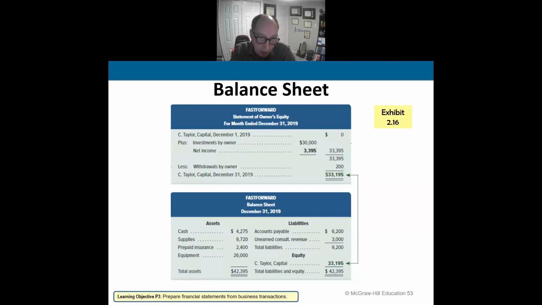On the balance sheet, we have assets, liabilities, and equity. Assets will always be on the left, liabilities and equity will be on the right. The owner's equity amount at the end of the month or the end of the accounting period is transferred to equity on the balance sheet.